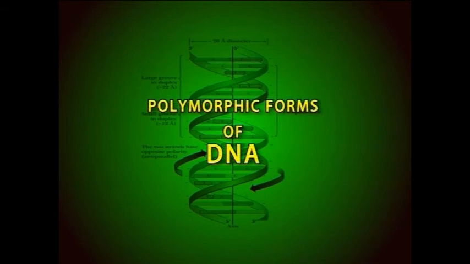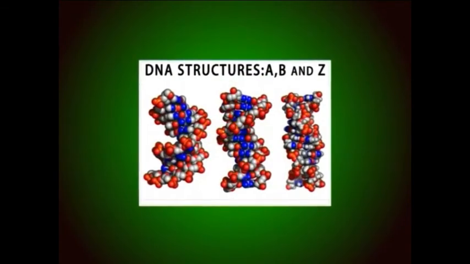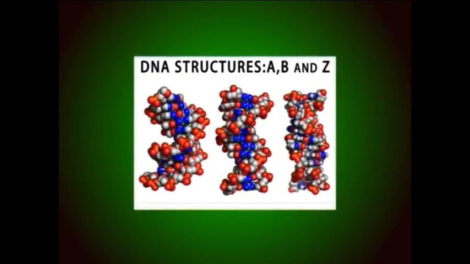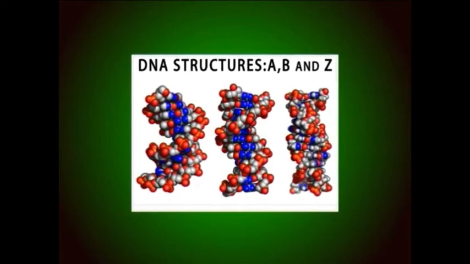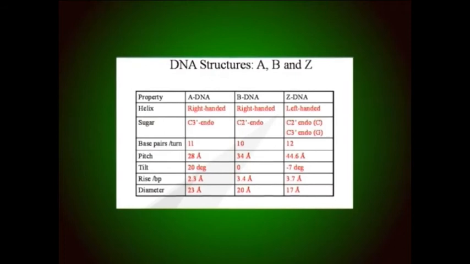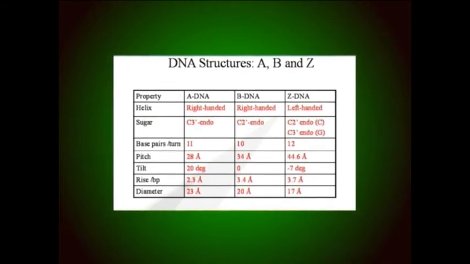Now, let us discuss the polymorphic forms of DNA. DNA's secondary structures include 3 polymorphs: A, B, and Z DNA. B is the predominant form in cells. A is usually thicker and Z is thinner and has a zigzag backbone.